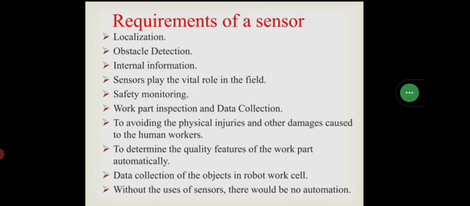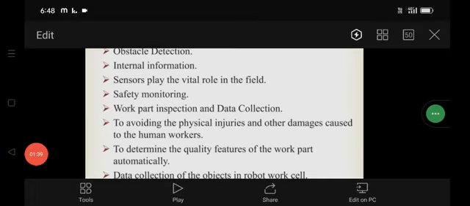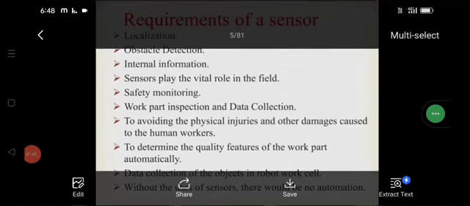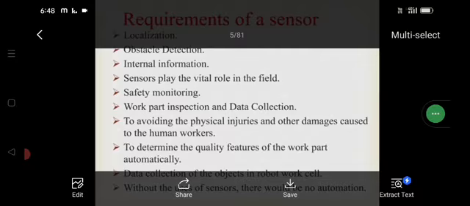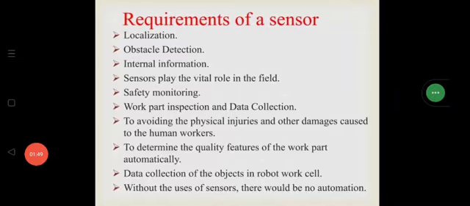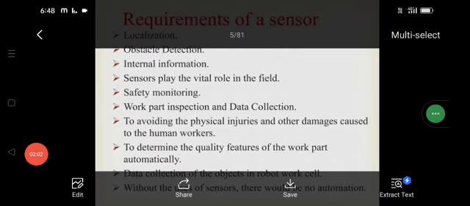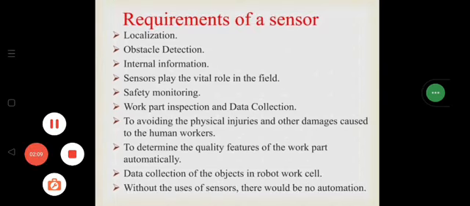Sensors play a vital role in the field of safety monitoring, work parts inspection and data collection, to avoid the physical injuries and other damages caused to the human workers, to determine the quality features of the work part automatically, and for data collection of the objects and robot or cell. Without the use of sensors, there would be no automation.